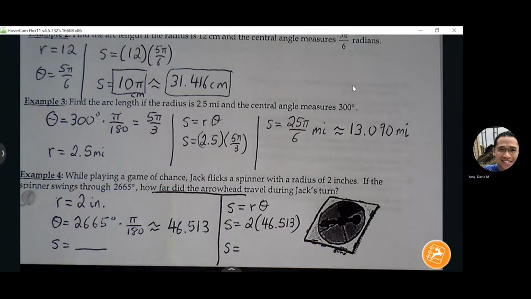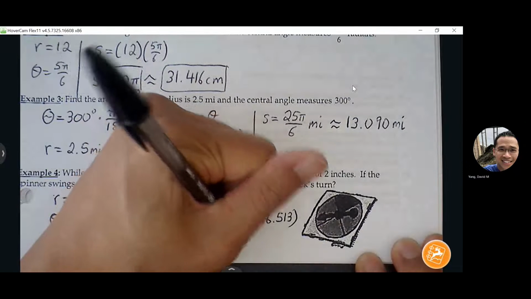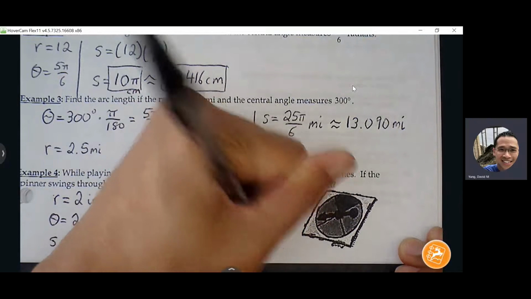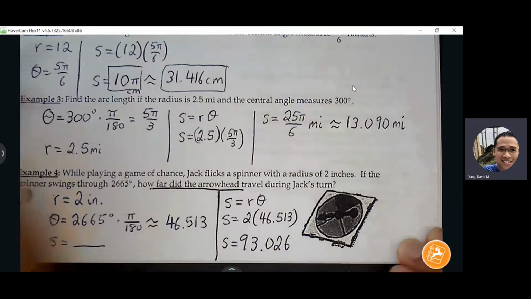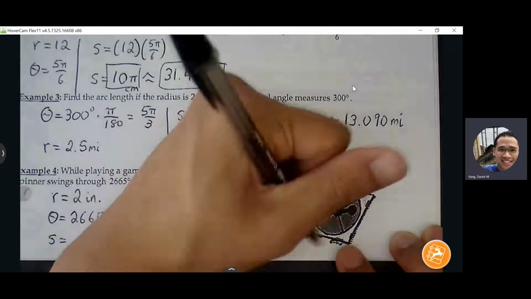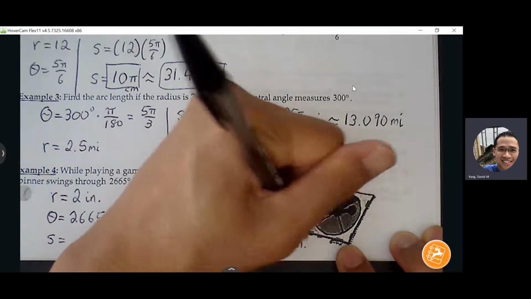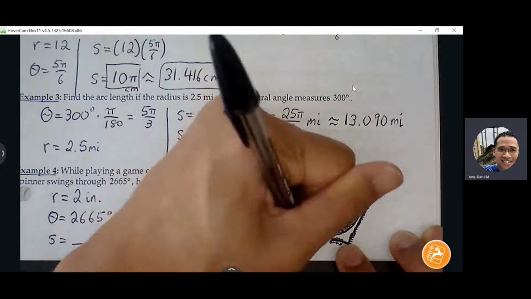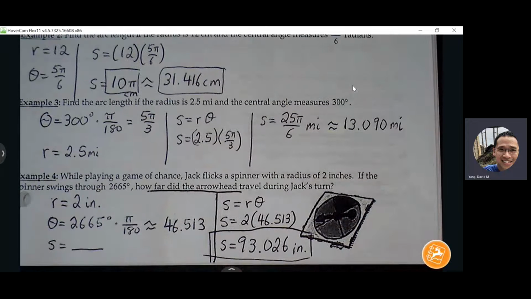So that arrowhead is going to go through multiple spins, but if we were to measure its path, how far does it travel? 93.026. What's the unit of measure? Good, inches, not radians, or not degrees. Your arc length is always something that you can measure along a straight line.